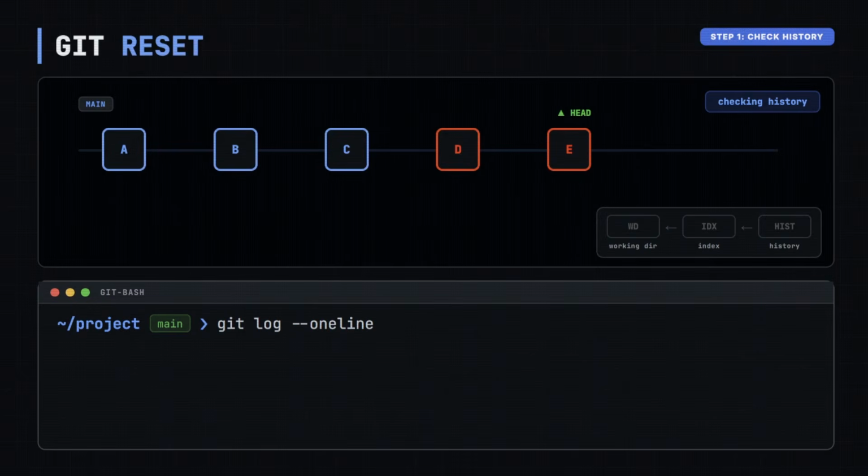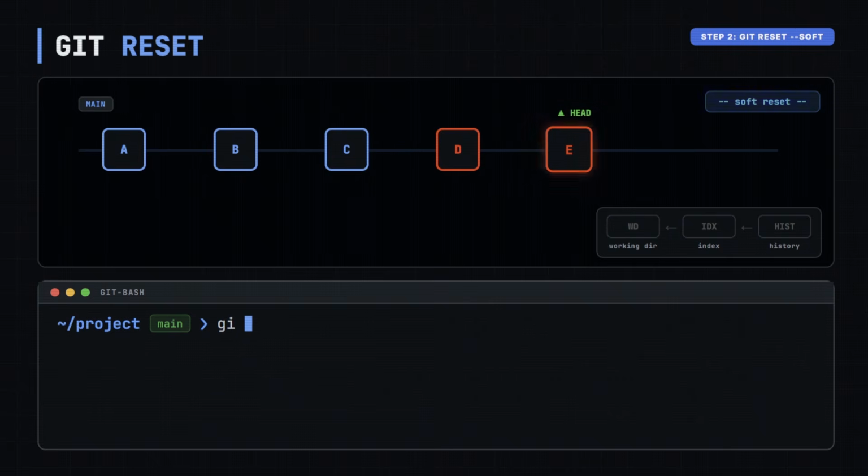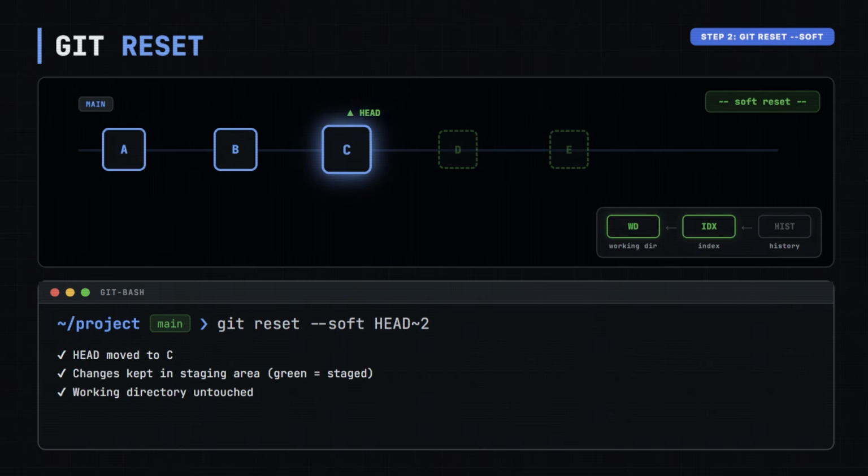Step 1. We have 2 bad commits, D and E, sitting at the top of our history. We need to go back to C. Step 2. Git Reset soft. Head moves back to C, but D and E, their changes are still here, sitting in your staging area, ready to commit. Nothing lost.